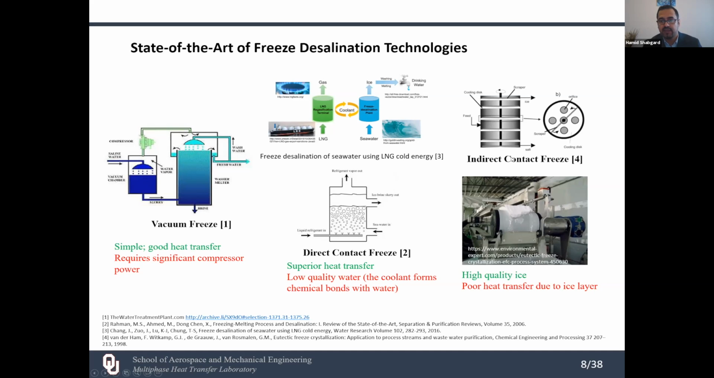And finally, we have indirect contact. In this method, we run the coolant through a channel, and that coolant is separated from the rest of the brine by a solid wall, and ice forms on those solid walls. The good thing about this is the ice quality is pretty good because we prohibit the mixing of the refrigerant with the water, but almost always there is an attachment of the ice to the solid surfaces, and separating the ice can be pretty challenging.